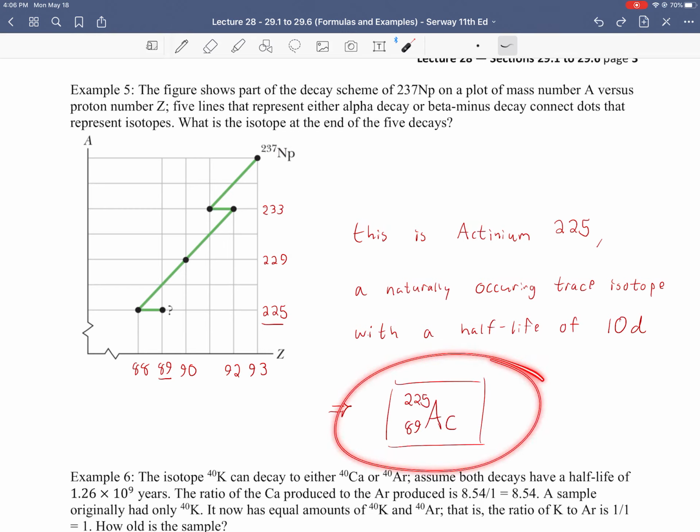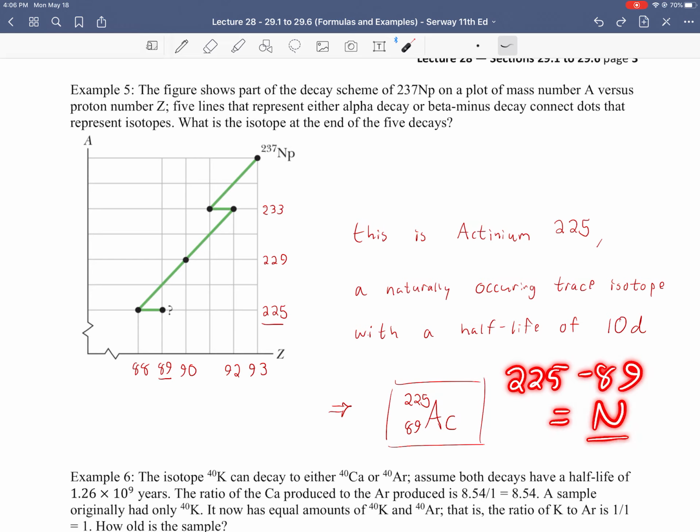Okay, and this is how we'd write it. This is the notation with the A number and the Z number up here, and we could calculate N, the number of neutrons, by taking 225 minus 89.